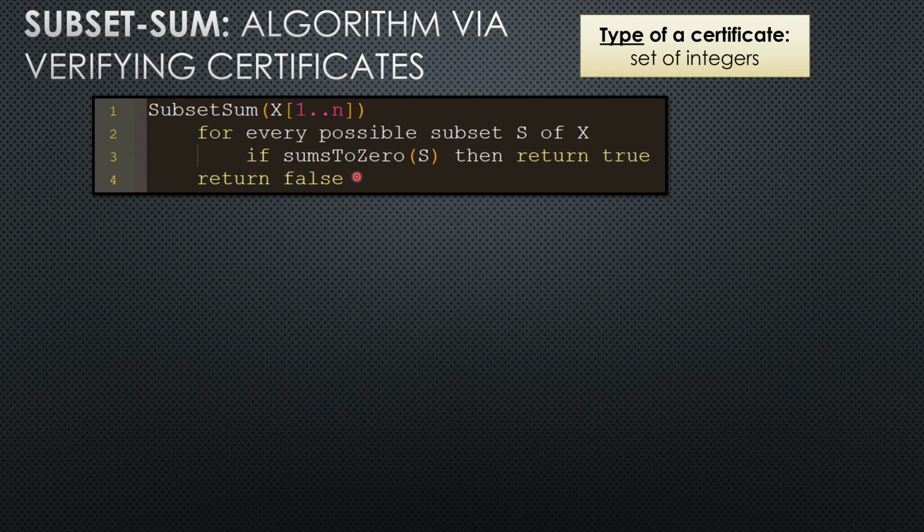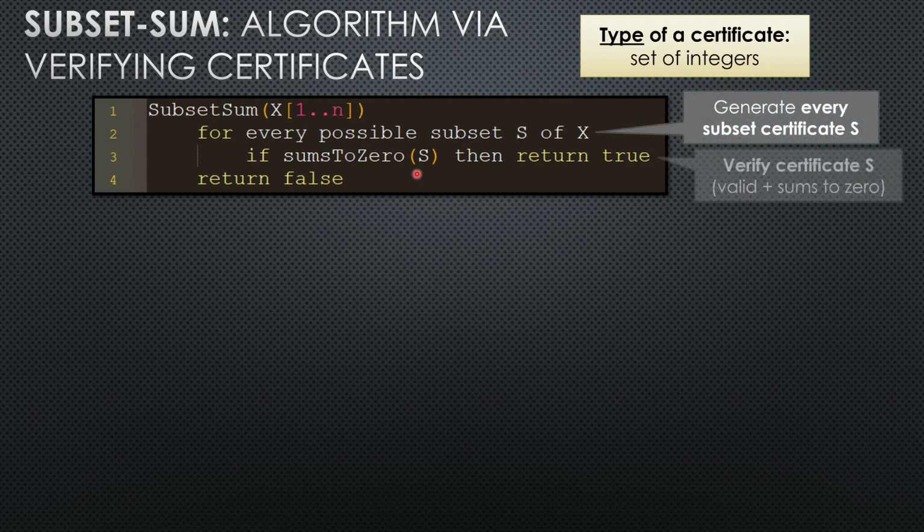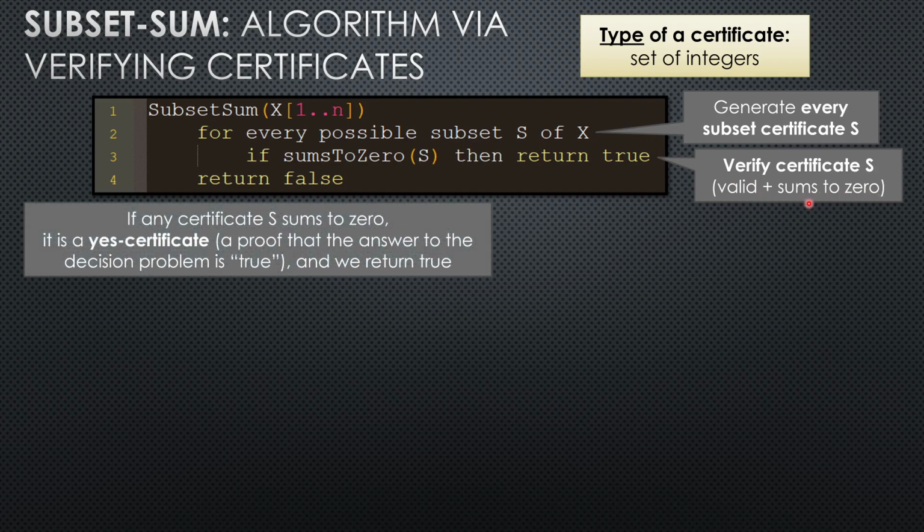Now, our verification algorithm is going to be this function sums to 0, okay? So we're just going to sum up all the elements and see if they sum to 0. So what is this algorithm? Generate every possible subset certificate, right? So our certificates will be subsets of X. We're going to generate every possible subset of X, and then for each one, we're just going to verify it. We're going to check that it's valid. We kind of know it's valid, meaning it is a subset of X from how we generated it. And we're going to check if it sums to 0. Now, if any of these certificates sums to 0, it's a yes certificate. It's a proof that the answer to the decision problem is true, so we immediately return true.